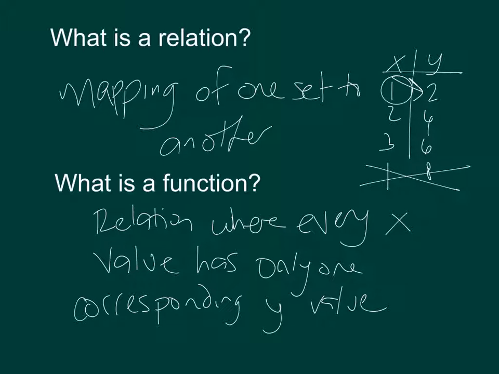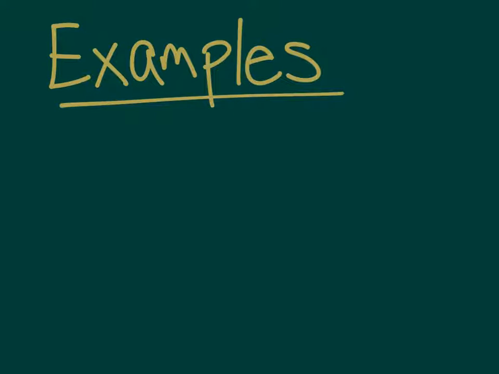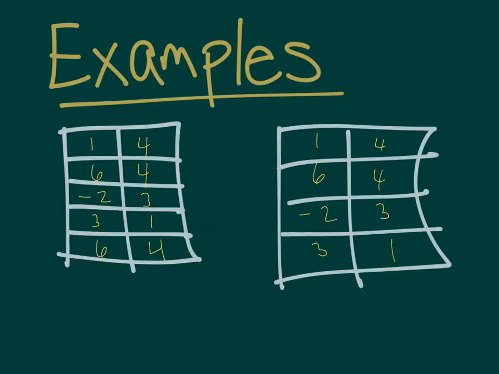So in a relation, you can have any numbers over here that map to any y values. Whereas in a function, if I say, for example, when I plug in 1, what y value do I get? If you have to say, well, it's either 2 or 8, that means it's not a function. It has to have a definitive, distinct answer. So again, some examples would be these two right here. Which one of these is a function? Which one is a relation?